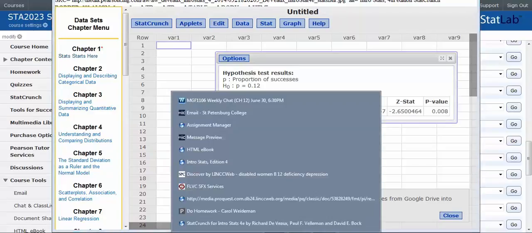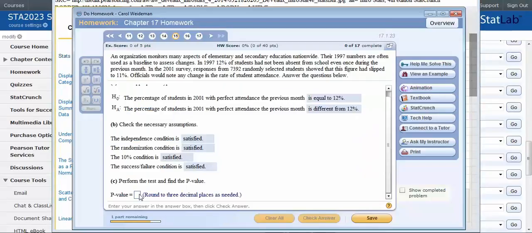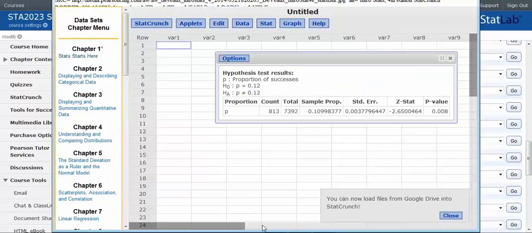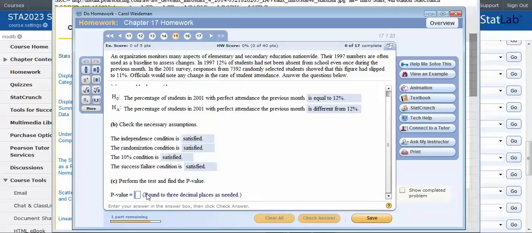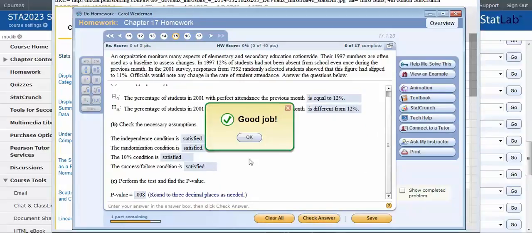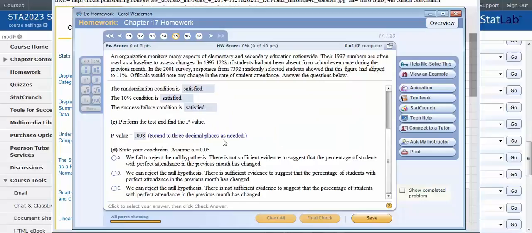Let me go back and find the problem and see what they asked for. They wanted the p-value. So we have the p-value back over here. It was 0.008. So let's go back to the problem here. So 0.008, check, and then we're going to compare the p-value to the alpha level, and it is less, so I'll let you answer this part of it.